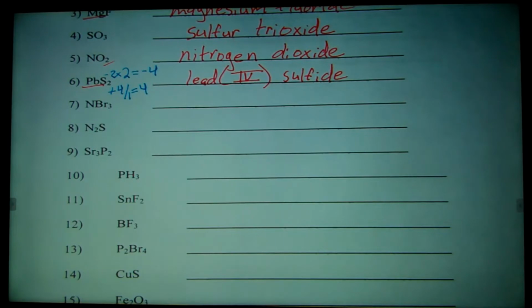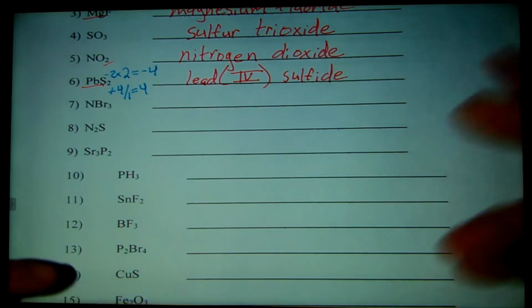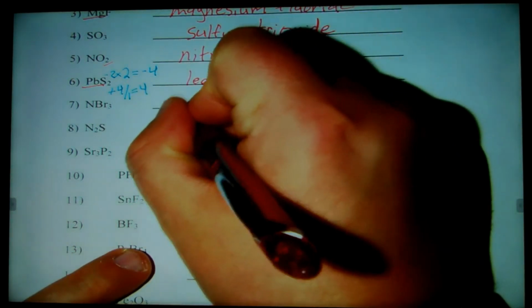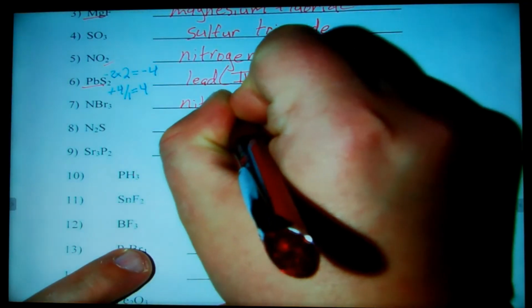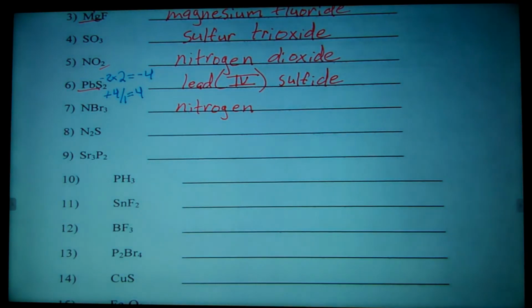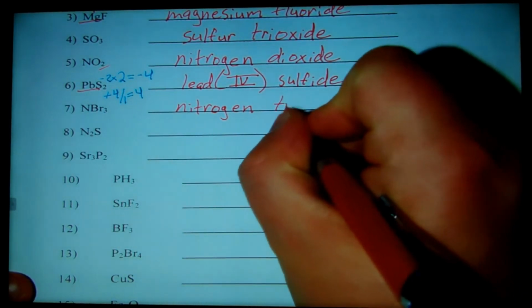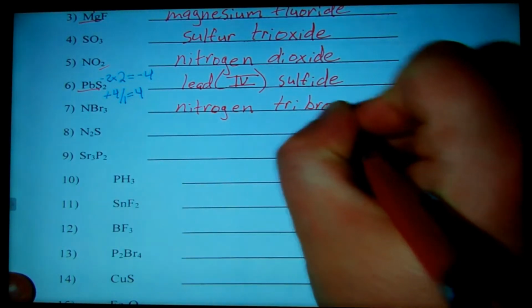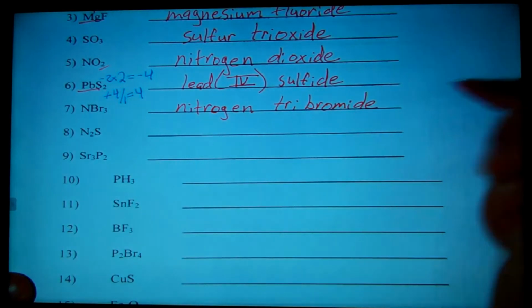All right, number 7. We have nitrogen and bromine. I feel like you guys are picking up on it, so I'm just going to roll through. Nitrogen is a non-metal, bromine is a non-metal, therefore covalent, so we have to use the prefixes. Nitrogen gets no prefix simply because there's a 1 with the nitrogen. Br3, tri for the 3, bromide.